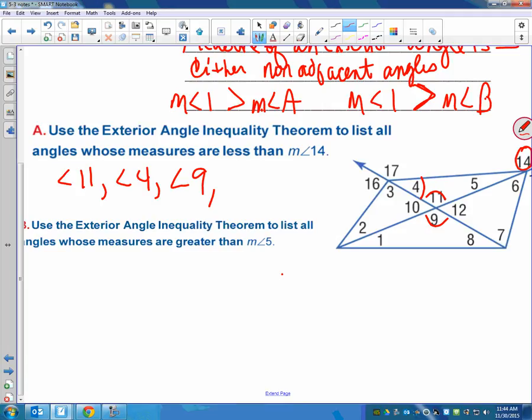Alright, let's look at part B. I'm going to come back. There are actually other angles. The book answer does not include 5, but it does include other angles. It says 4, 11, 9. Got those. And it says 3, 2, 6, 7. Oh, I see where it's at.